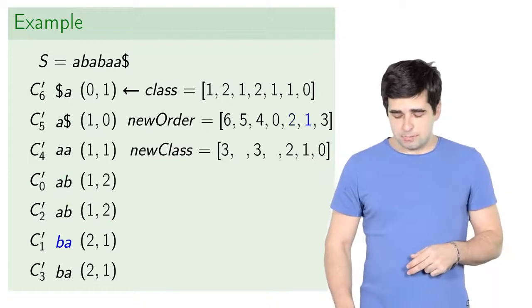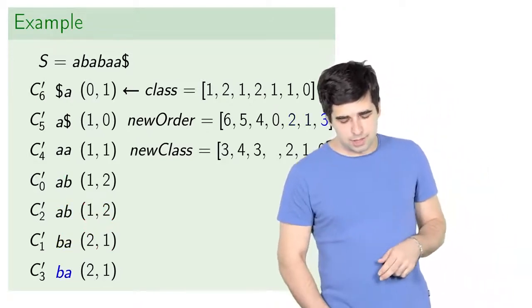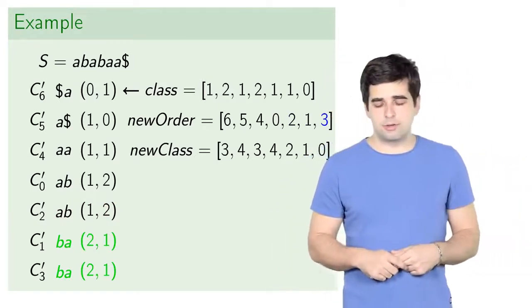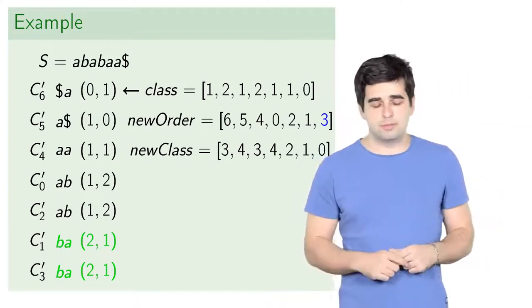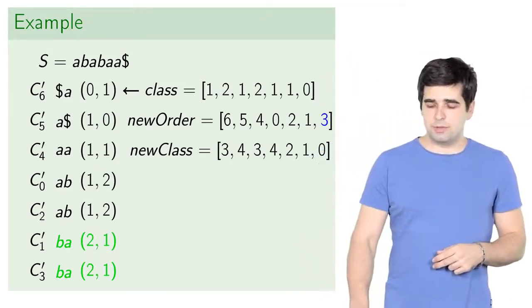Then we look at BA. It is different from AB, so we create a new class 4. And then the second BA is, of course, equal to the previous BA, so we write down 4 in position 3 as given by the new order array. So this is how the updating of the classes works.